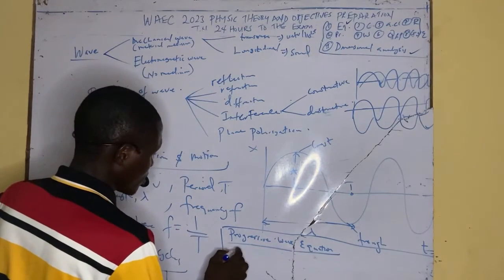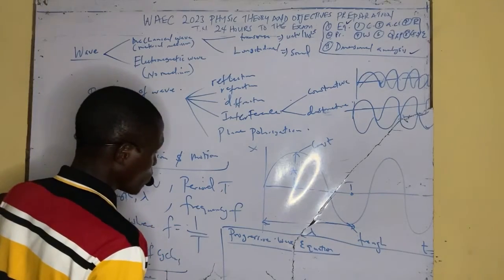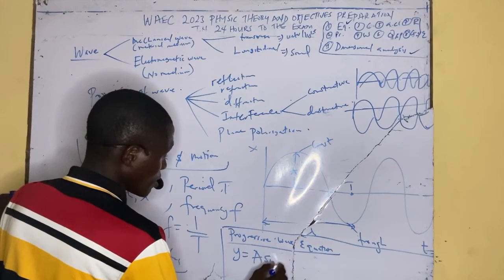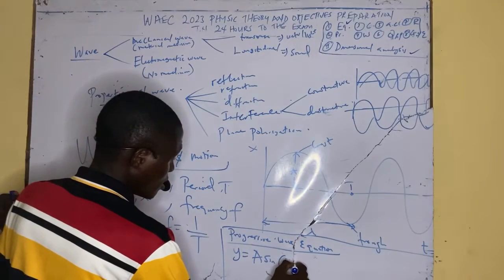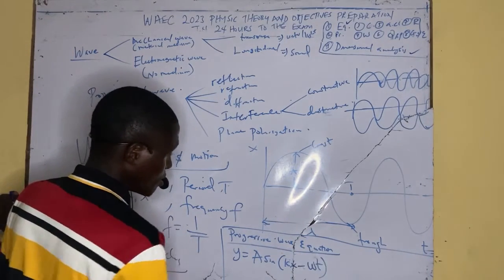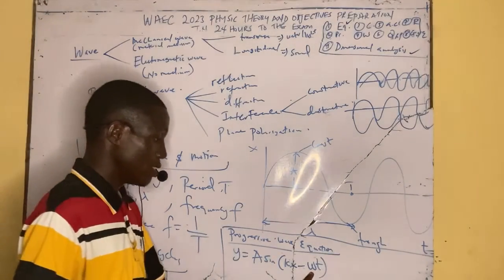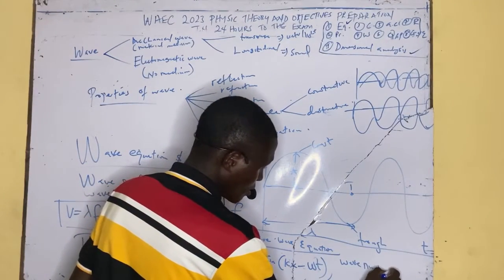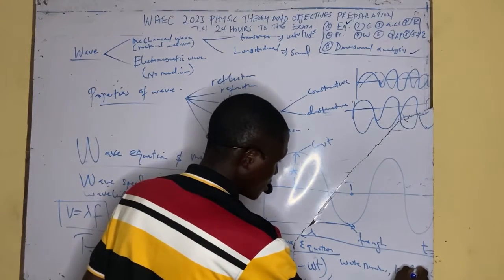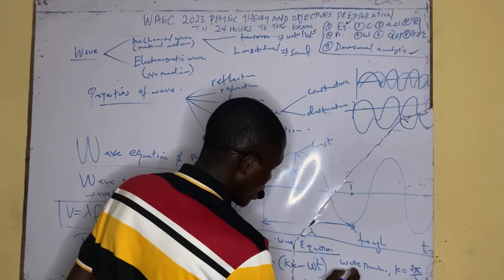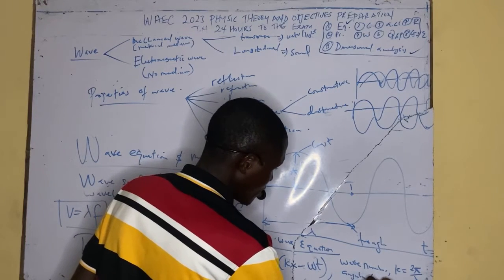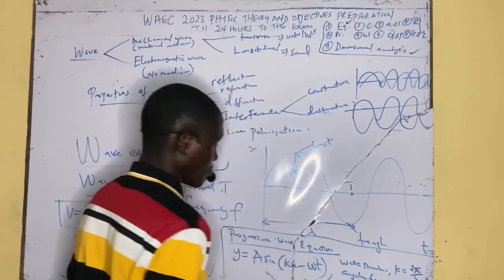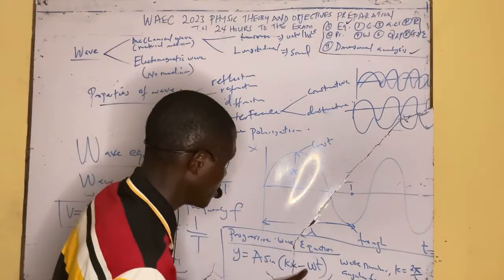We have the progressive wave equation, which is y equals A sine (kx minus wt). This wt is the phase angle, where k is the wave number, given as k equals 2 pi over lambda. w is the angular frequency. Questions can come in the form of 2 pi ft, that is w equals 2 pi f.